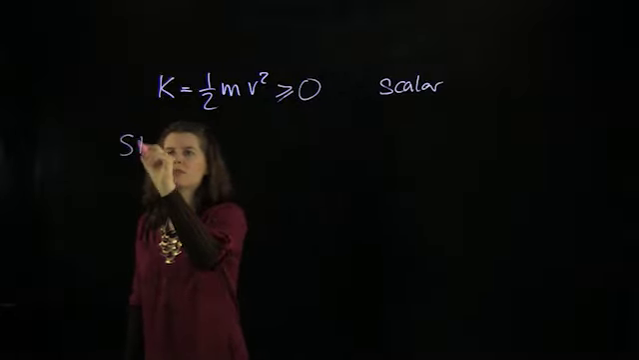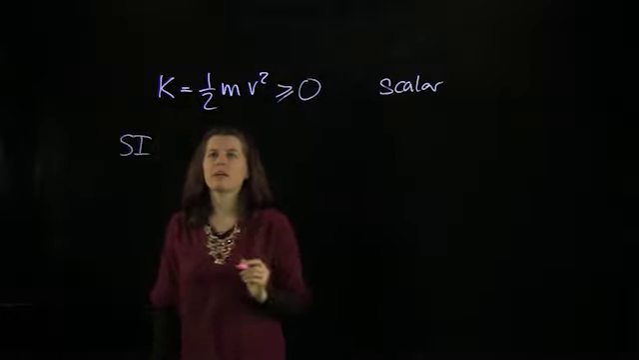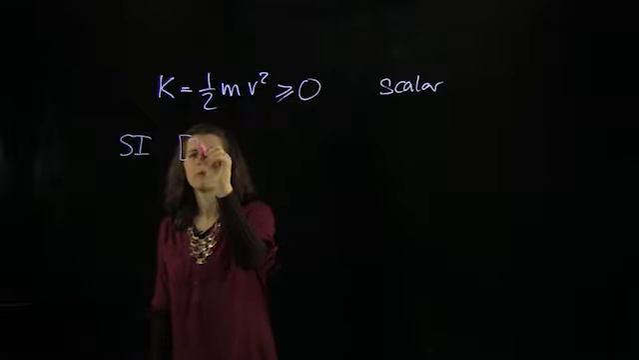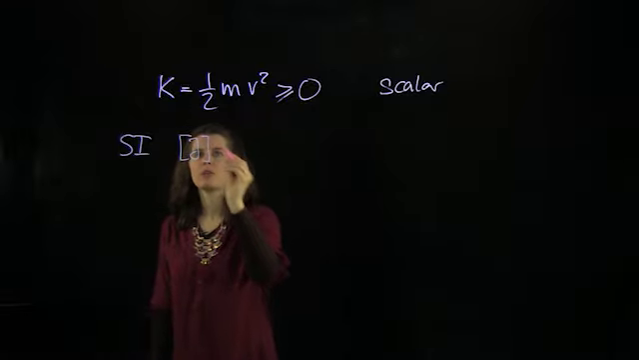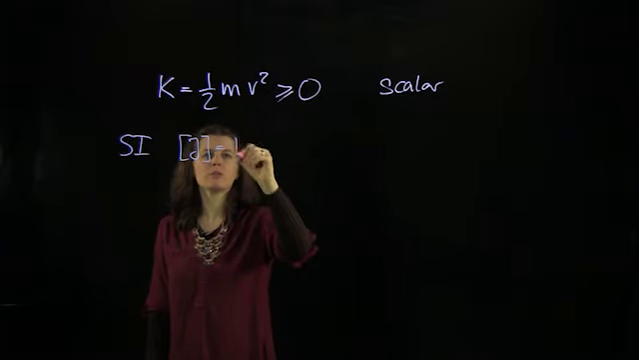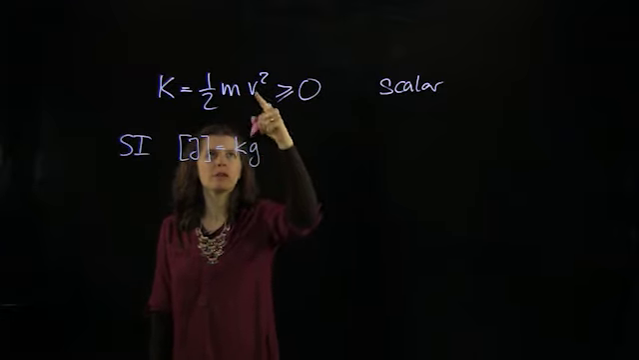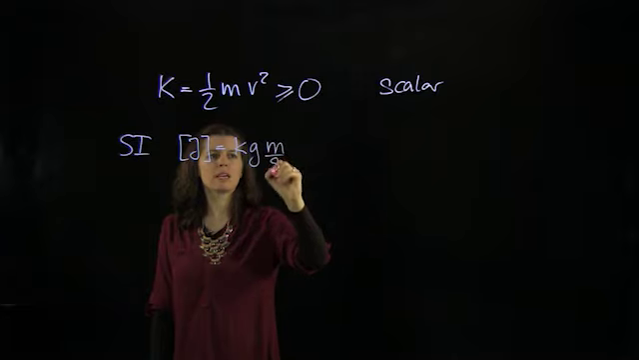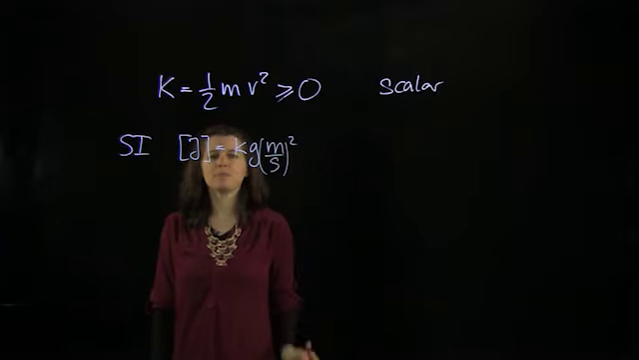The SI unit for kinetic energy is joule. So we have 1 joule here for kinetic energy, and the units come from this. So we have kilogram and then meter per second squared.